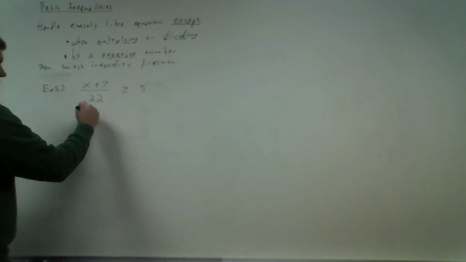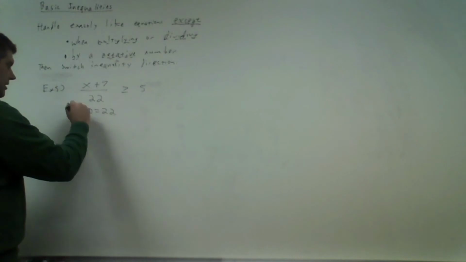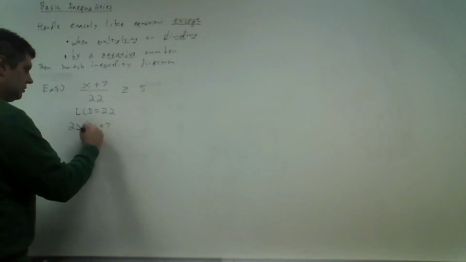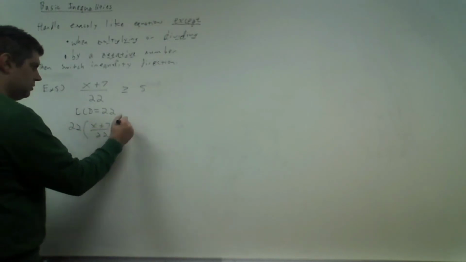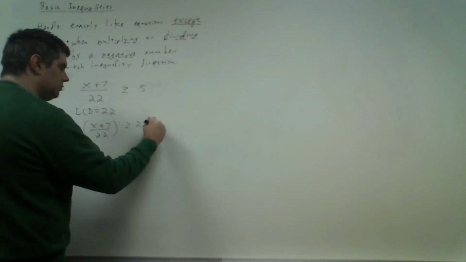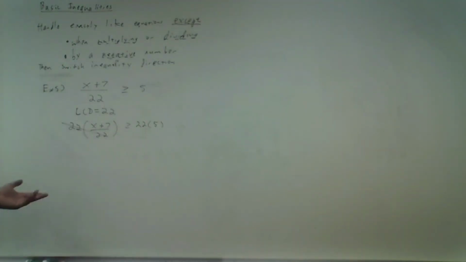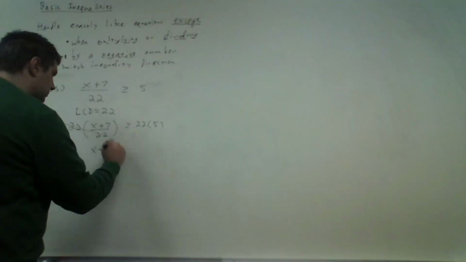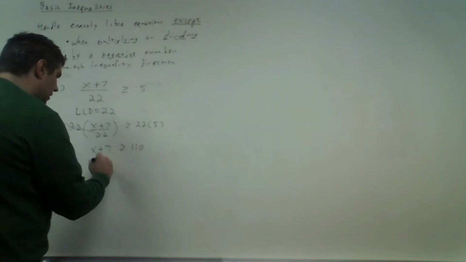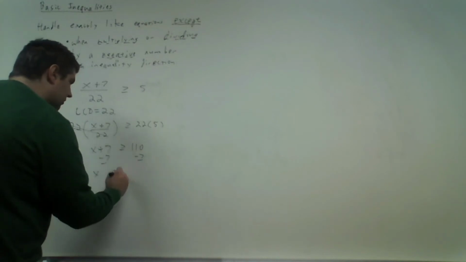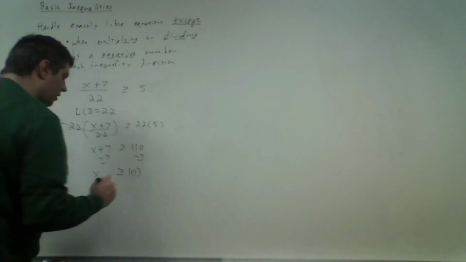The LCD is 22, so we will multiply both sides by 22. Again, we handle these exactly like equations. So we have x plus 7 is greater than or equal to 110. Subtract your 7, and x is greater than or equal to 103.